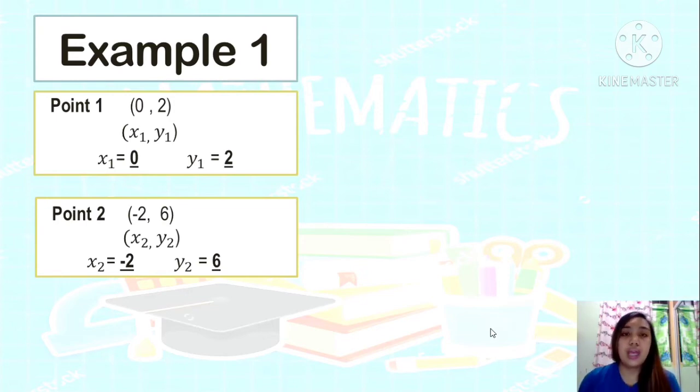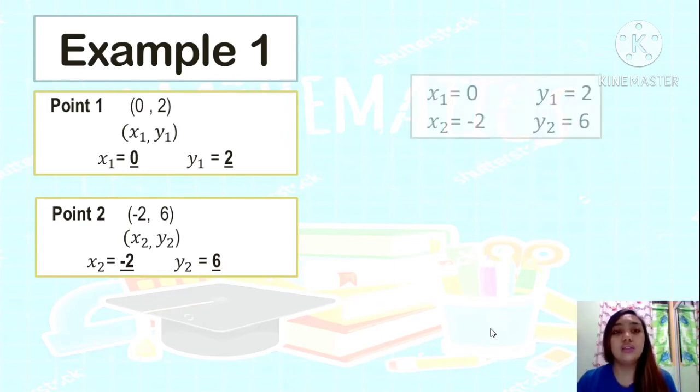Pwede po yun. Okay? So, the second point is (-2, 6). Siyempre, ang pangalawang x natin yan, or x sub 2, is negative 2. At ang pangalawang y natin, which is y sub 2, is 6. Now, let us solve. So, ito po sila ha. Let us rewrite them.